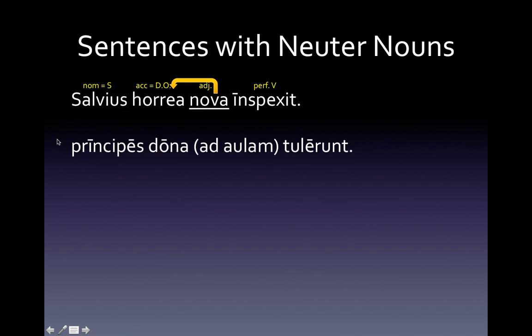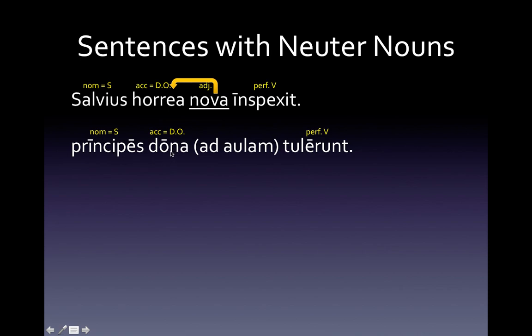All right, principes dona ad alum tulerunt. I have ad alum bracketed or in parentheses for you because it's a prep phrase. So let's look at how we have it marked here. Principes is our nominative. That's how it looks in the flashcards. That's how we learned it. Therefore it is the nominative singular.